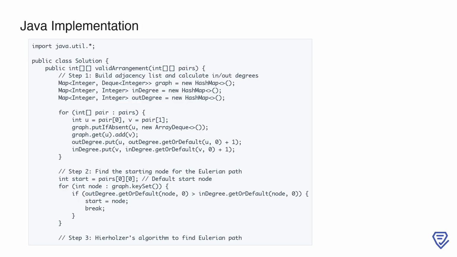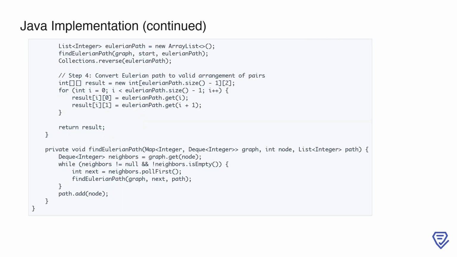Once the starting node is determined, we proceed to construct the Eulerian path using Hierholzer's algorithm. Now, we implement Hierholzer's algorithm to find the Eulerian path. This is done using a helper method called findEulerianPath. Starting from the designated node, we recursively traverse the graph, removing edges as we visit them. For each node, we take its list of neighbors from the adjacency list and process them one by one. If there are no more neighbors left to visit, the current node is added to the path. By the end of this process, the path is built in reverse order, so we use Collections.reverse to correct it.